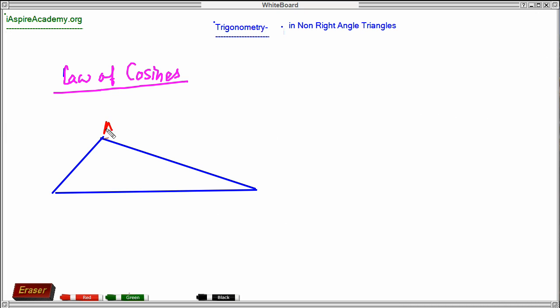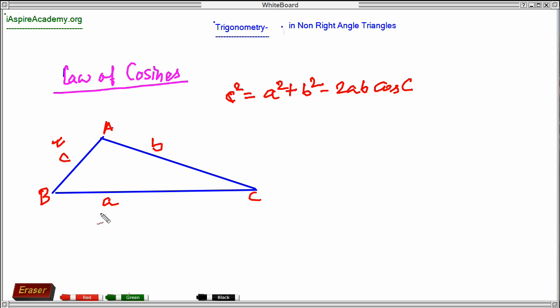So let's put the letters A, B, C, and this is C, this is A, this is B. So the law is C square equals A square plus B square minus 2AB cosine C. So let's look at it carefully. C is this one, equal to A square plus B square minus 2AB cosine of the angle made by them. You can put the same formula with respect to B, where B square equals C square plus A square minus 2AC cosine B.